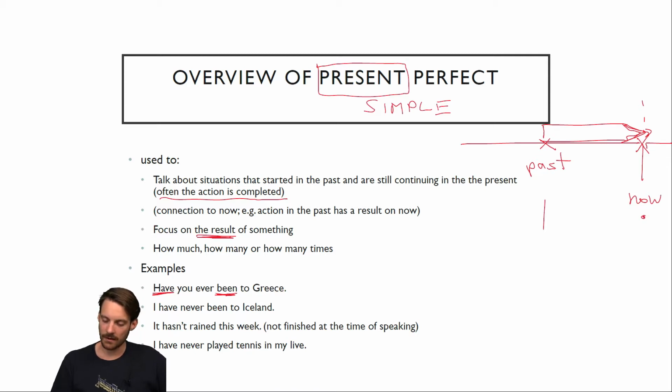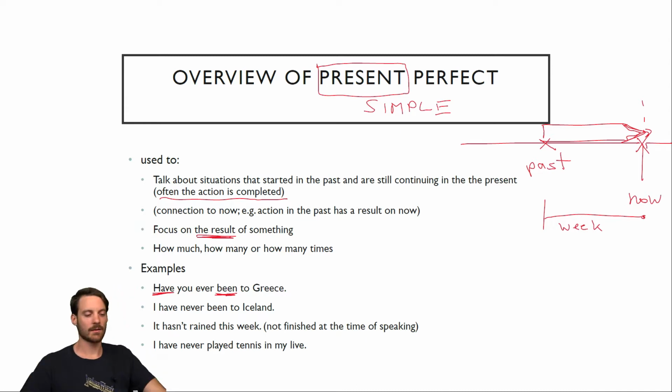In this case, it's the week. The week starts on Monday. Maybe it's Wednesday, as today. It hasn't rained this week, which is true, actually. Yeah, it is. Good example.